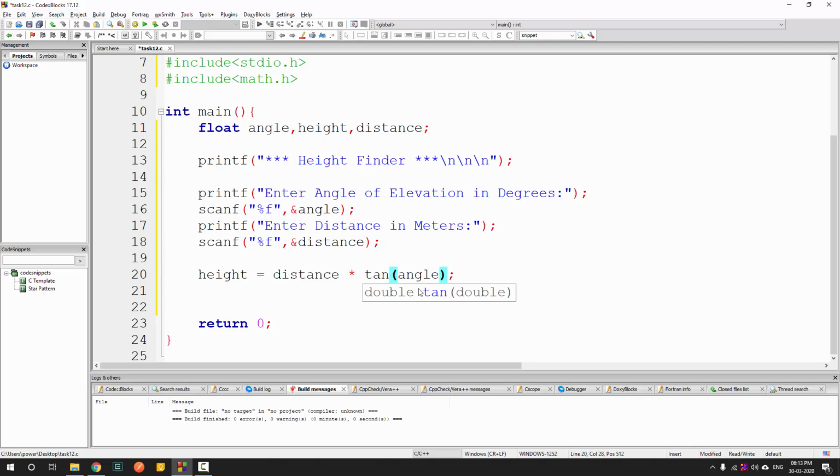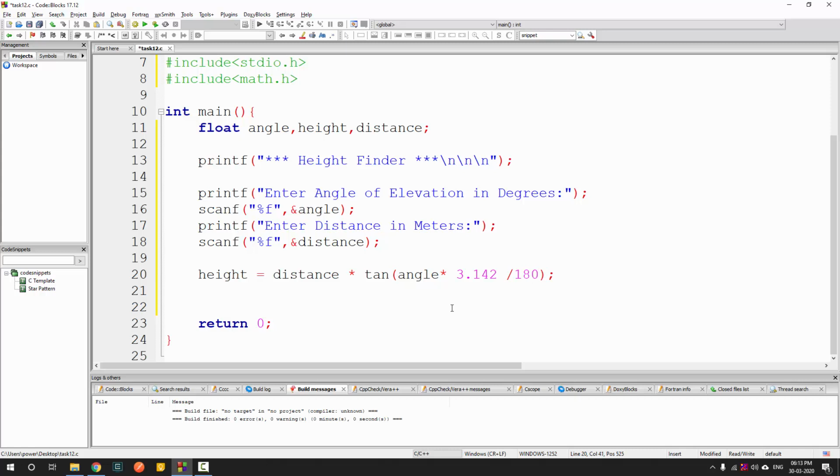To convert degrees into radians, you all must know that pi radians is 180 degrees. To convert any degree value into radians, you just have to multiply by pi by 180. So I will write into, and now I want to use the value of pi. You can write 3.142 over here, and then divided by 180.